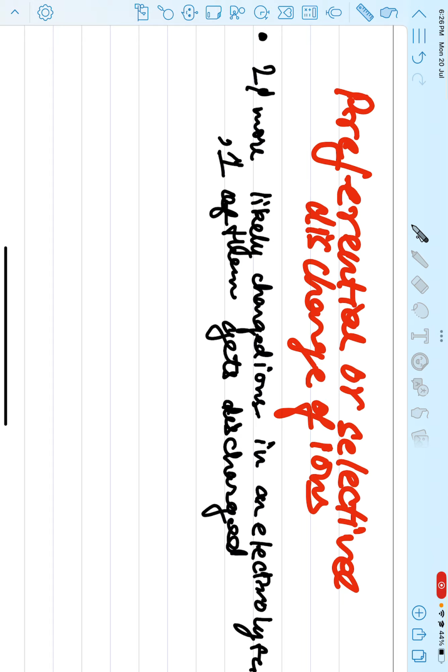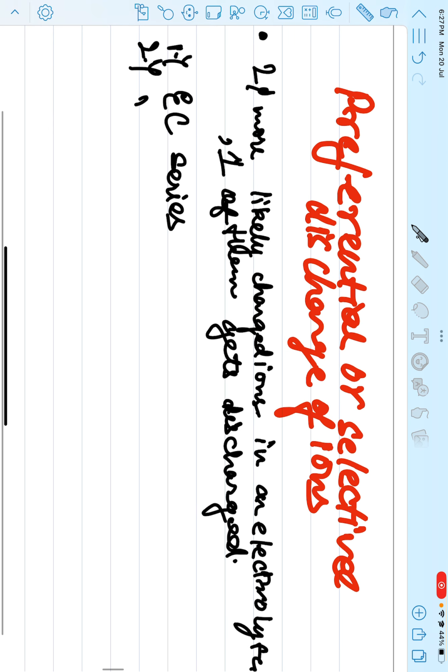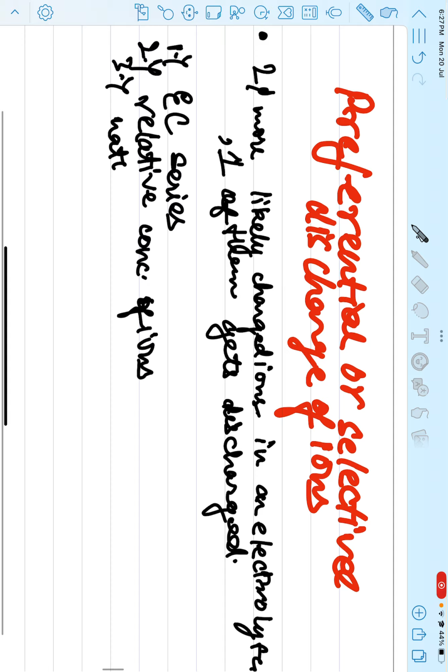How is it selected? Who will get discharged? It depends upon three things. Number one is the relative position of ions in the electrochemical series. The one which is lower in the electrochemical series, of anions or cations, will first get discharged as a preference. Then the relative concentration of ions, which has more ions, and the nature of electrodes.